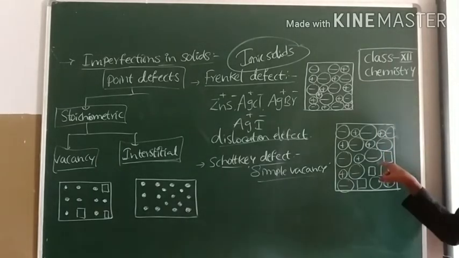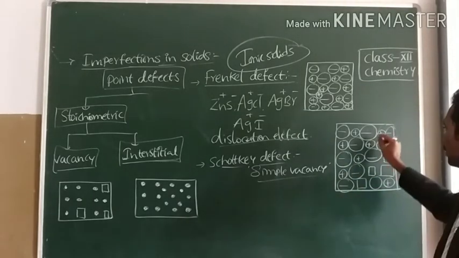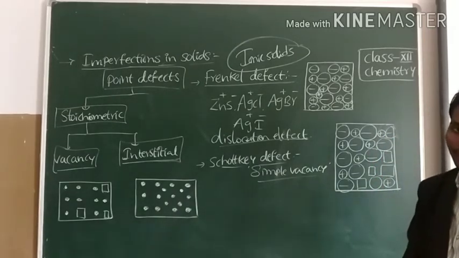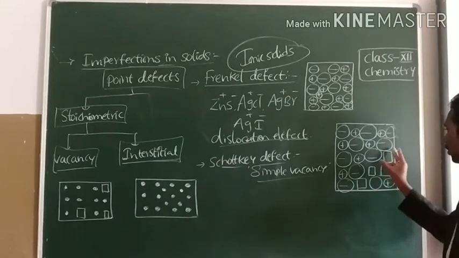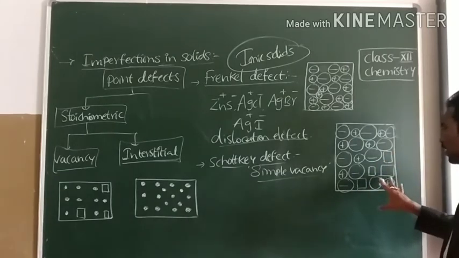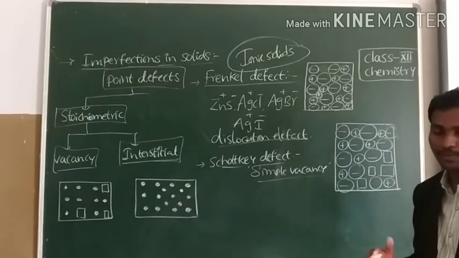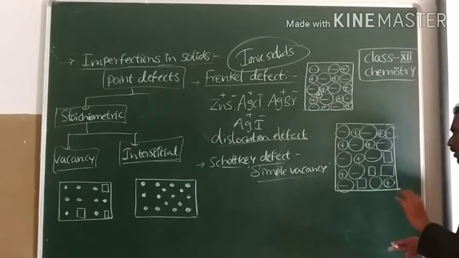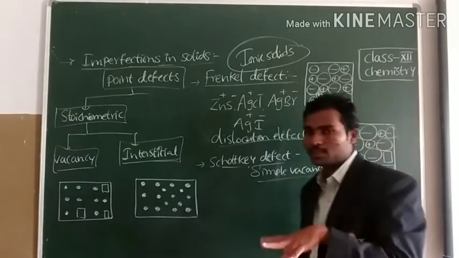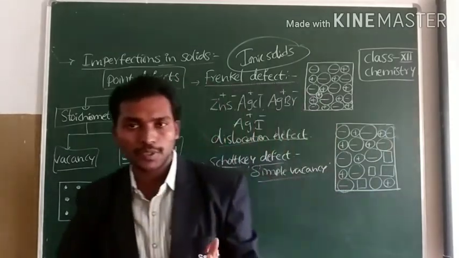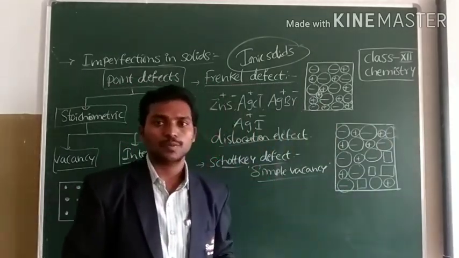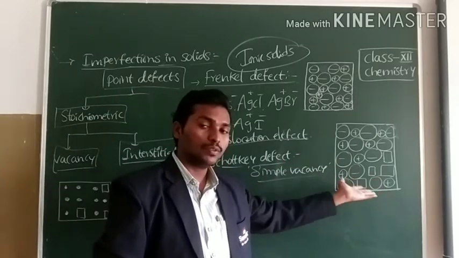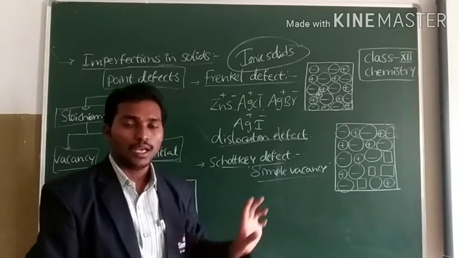So this crystal shows Schottky defect because the number of cations removed must be equal to the number of anions removed. So in this crystal, 2 cations as well as 2 anions must be removed, because there are 4 vacant sites in the crystal. That means 4 vacant sites means 2 must be cations and another 2 must be anions. So this is called simple vacancy defect, which is the most common defect in ionic solids.